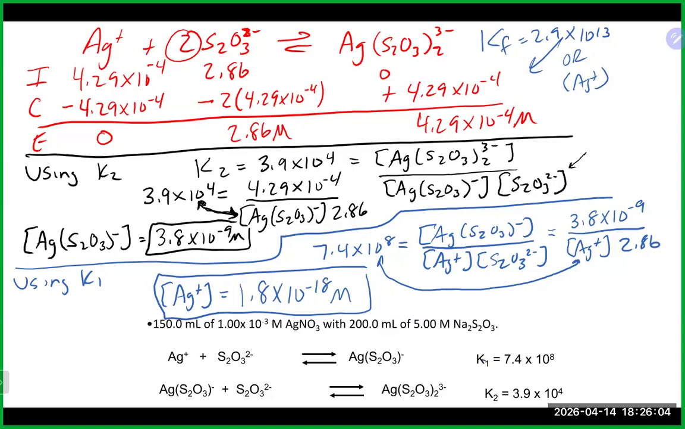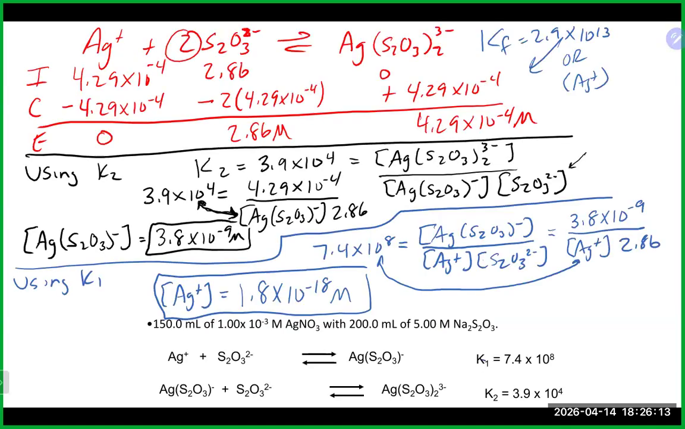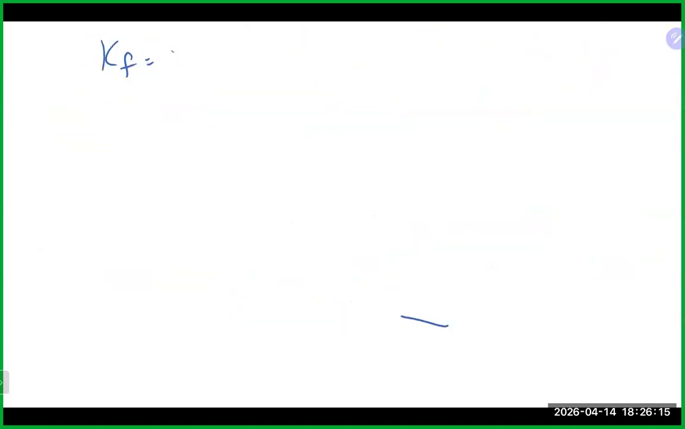So we're going to do the combined reaction here. And that's going to be our KF, which again is our 2.9 to the 13.